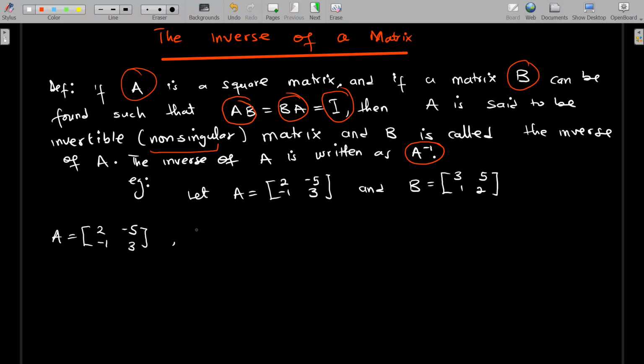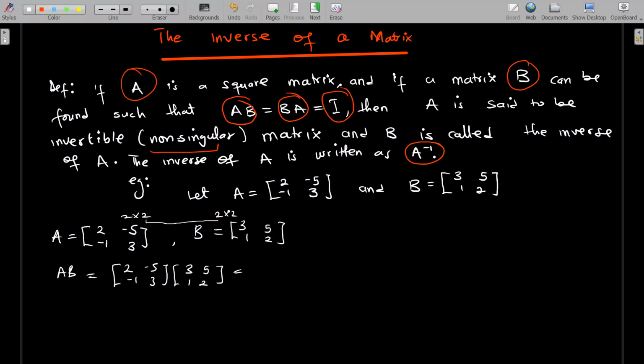And then if I can find another matrix B such that when I multiply AB, I'm going to look for AB, which is going to be 2, negative 5, negative 1, 3, and then multiplying B. Our video on multiplication of matrices says that this is a 2 by 2 matrix, and this is a 2 by 2 matrix. So before I can multiply them, the columns in the first matrix and the rows in the second matrix should be the same.